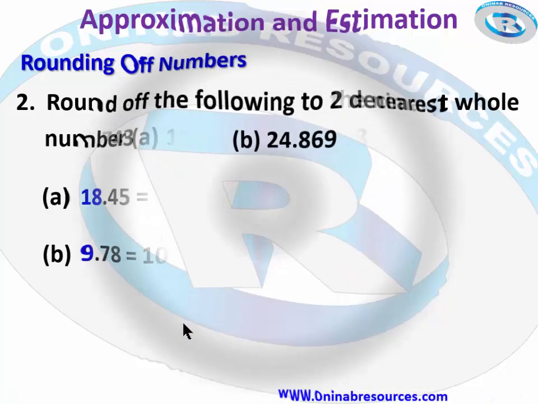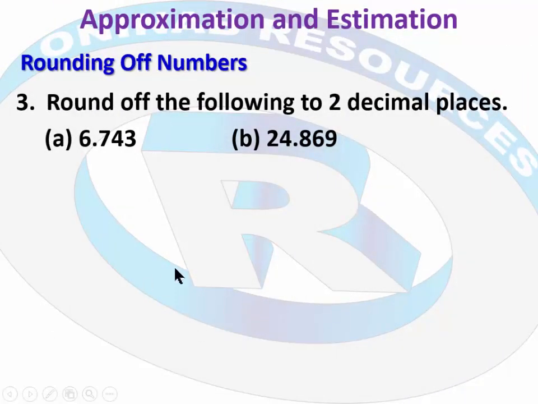We go to problem 3. For problem 3, round off the following to 2 decimal places. We have A, 6.743. This is 3 decimal places. We count the decimal places after the decimal point. So after the decimal point, we count the digits 1, 2, 3. That's 3 decimal places. Here also is 3 decimal places. So we are to reduce it to 2 decimal places.